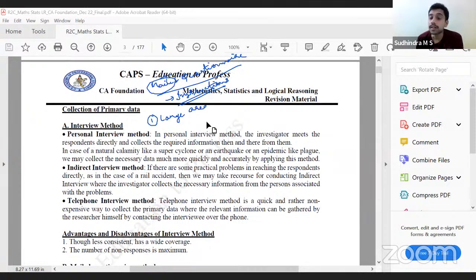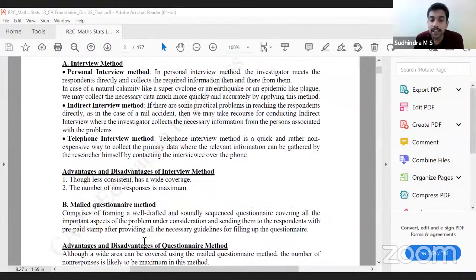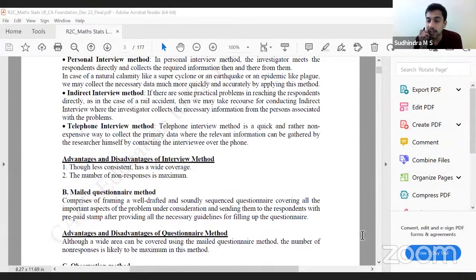However, the disadvantage is that non-responses are high. Yes, non-responses are extremely high in the case of the mailed questionnaire method. Although a wide area can be covered using the mailed questionnaire method, the number of non-responses is likely to be maximum in this method.